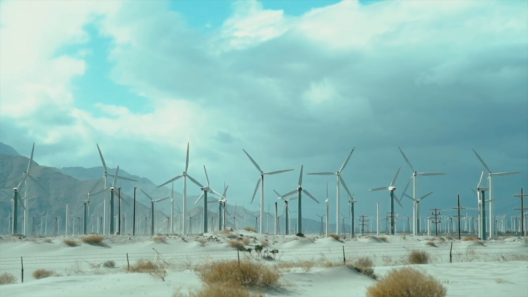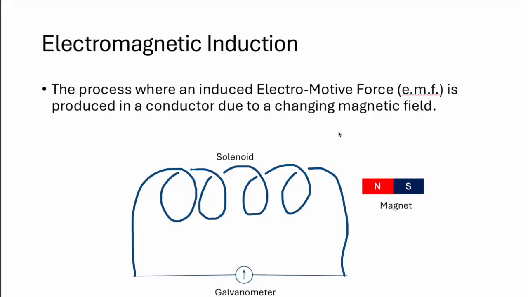Not going into great detail about Michael Faraday, who discovered this phenomenon: in an experiment with a coil, a solenoid, you push a magnet through the coil and you get a reading on a galvanometer. This process is called electromagnetic induction, where an induced electromotive force is produced in a conductor due to a changing magnetic field. There is now a force used to push the electrons around the circuit.